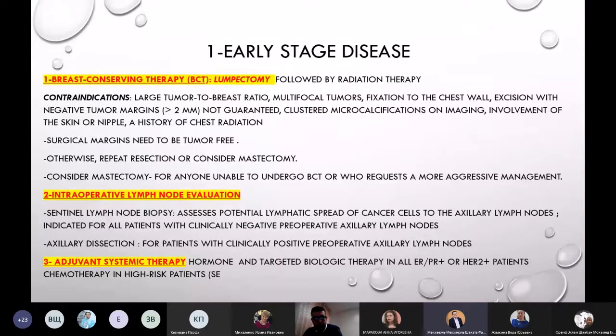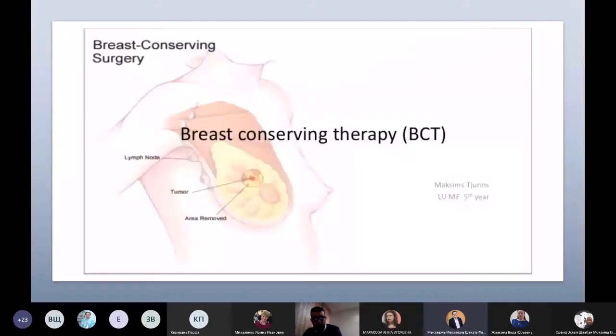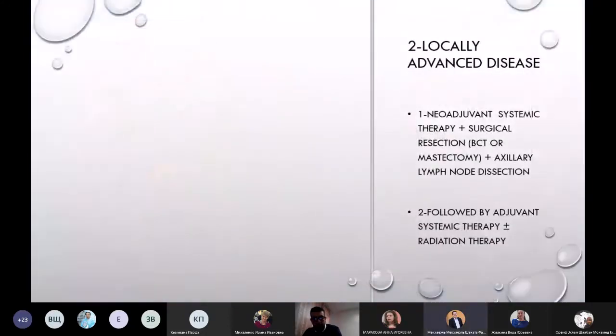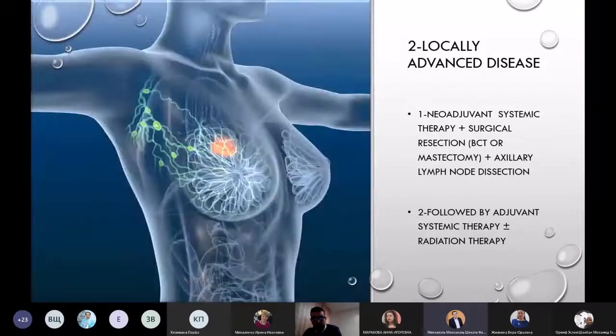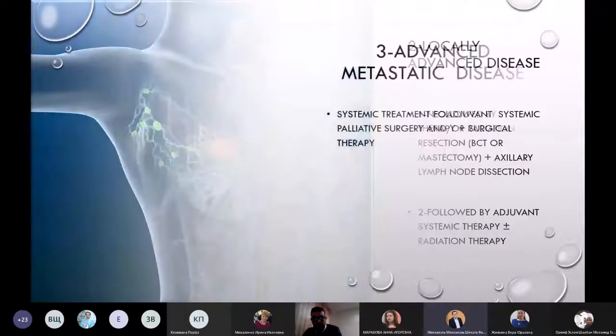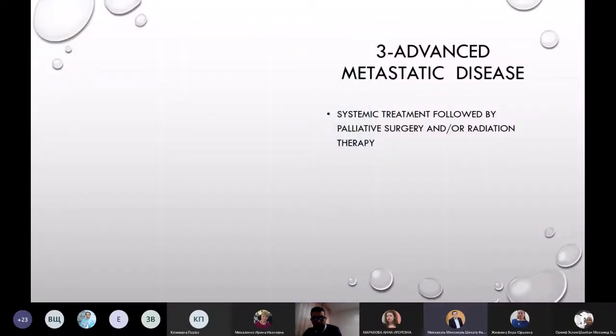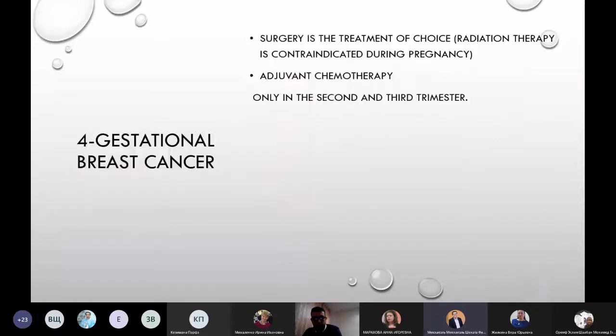Also the adjuvant systemic therapy, hormones, and targeted biologic therapy in all of this. Here you can see the breast conserving therapy, and also locally advanced disease, we can go for some choices of neoadjuvant systemic therapy followed by adjuvant therapy. And if advanced metastatic disease, systemic treatment followed by palliative surgery.